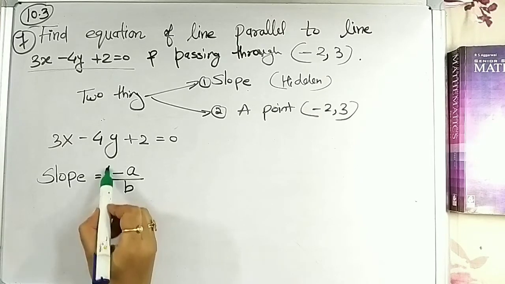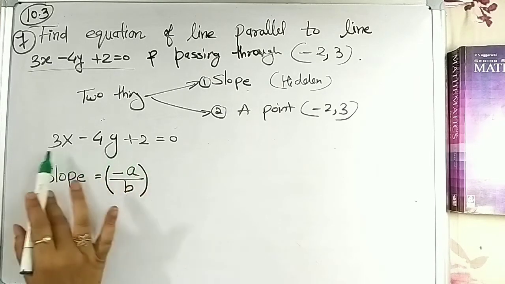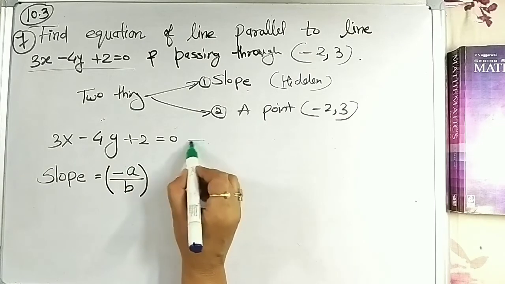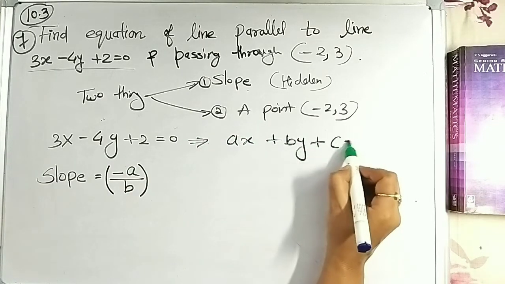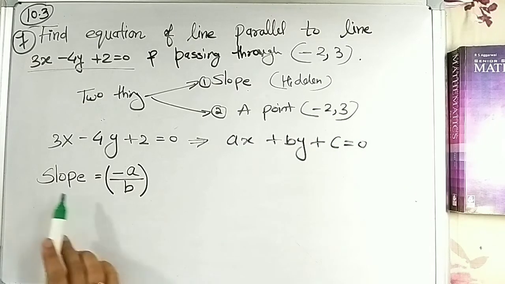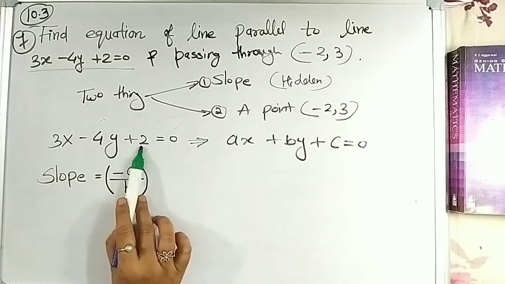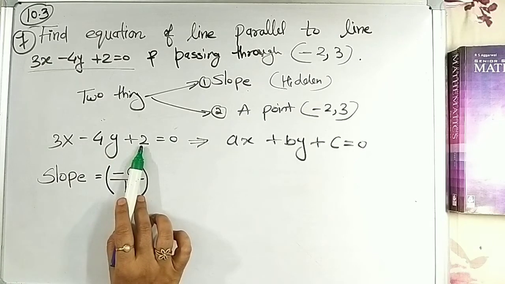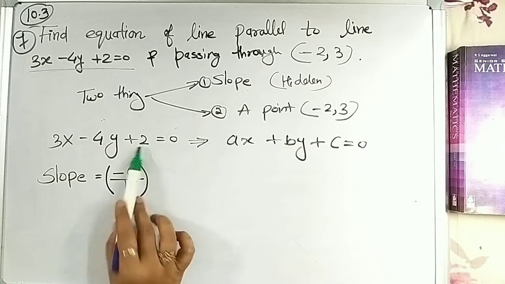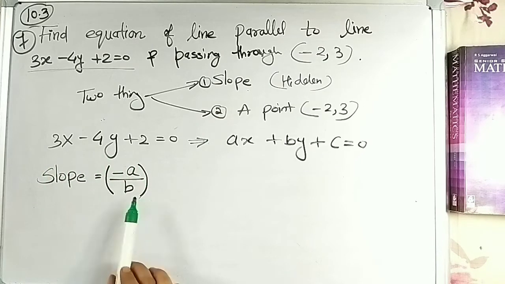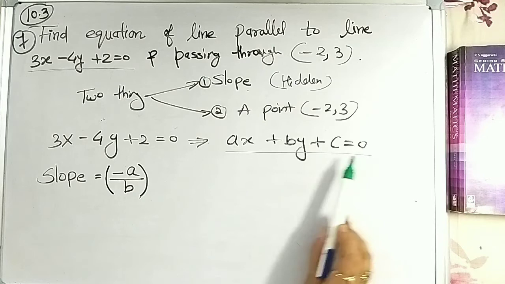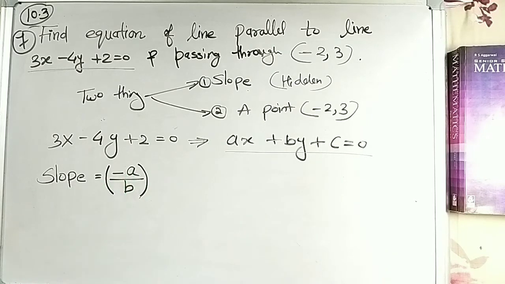So one method is, if the equation is given, you compare it with ax plus by plus c equals 0, then the slope is minus a by b. Second method is, you convert it into y is equal to mx plus c form and then extract m. I find this method easy. Please write it in your formula notebook. If this is the equation of line, slope is minus a by b.